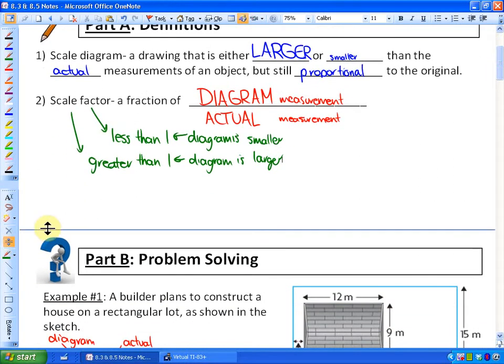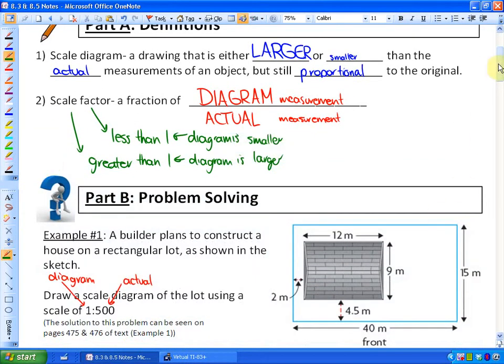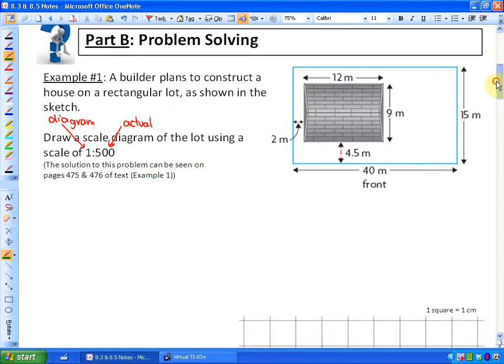Let's look at a couple of problems in this lesson. First of all is a scale drawing of a builder's plans. It says a builder plans to construct a house on a rectangular lot as shown in the sketch. So here's the sketch, this is the diagram, and it says draw a scale diagram of the lot using a scale of 1 to 500. Here are the actual measurements, all in meters. The scale is 1 to 500, so the diagram is going to be 500 times smaller than the actual.